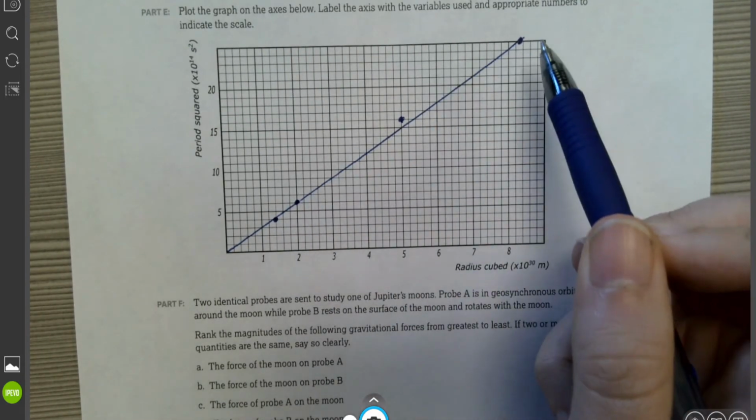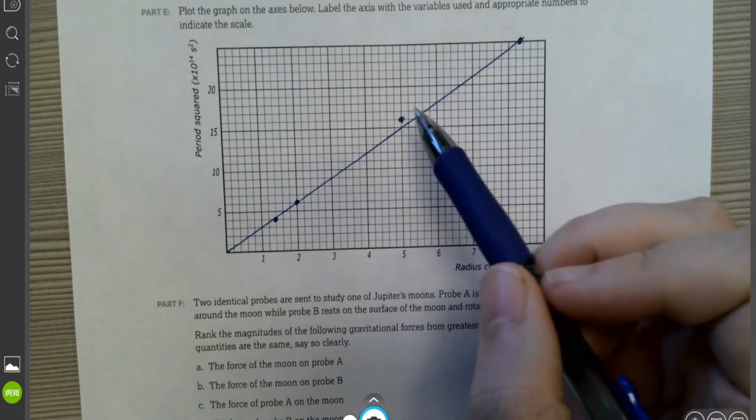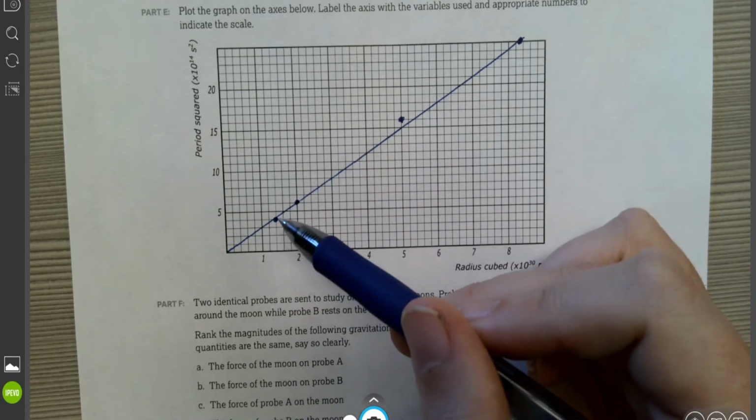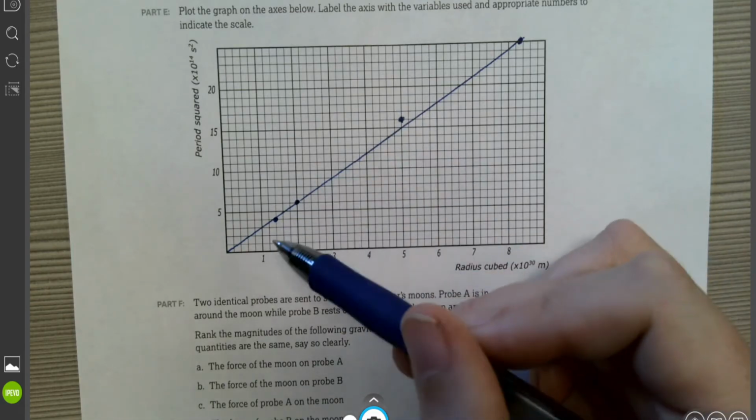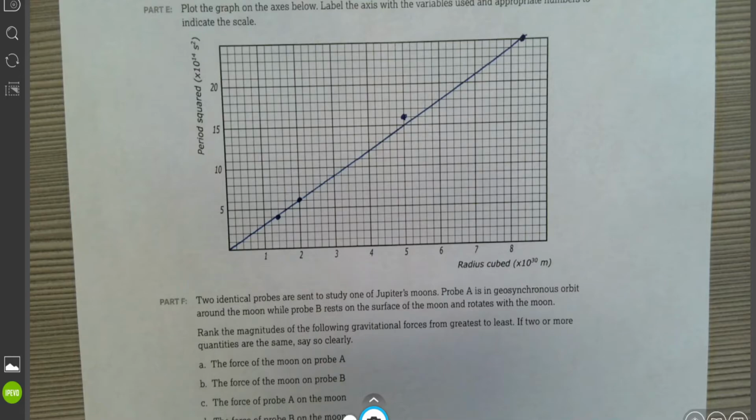So I see two of them that lie pretty much straight on it, and then I see this one's a little bit above, and then I see that this one is a little bit below. So I've got one above, one below. Pretty good chance that this is going to be a linear value or a straight line.